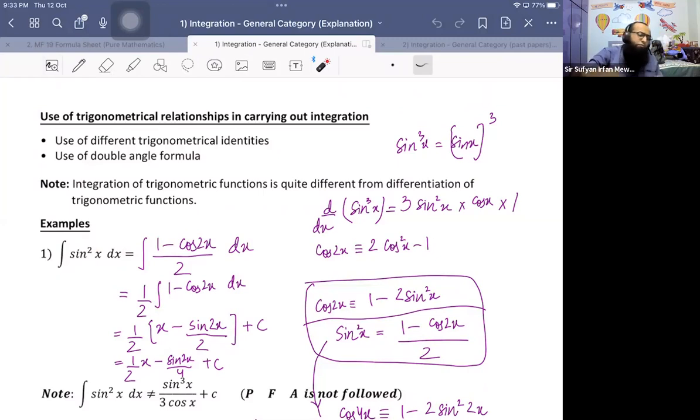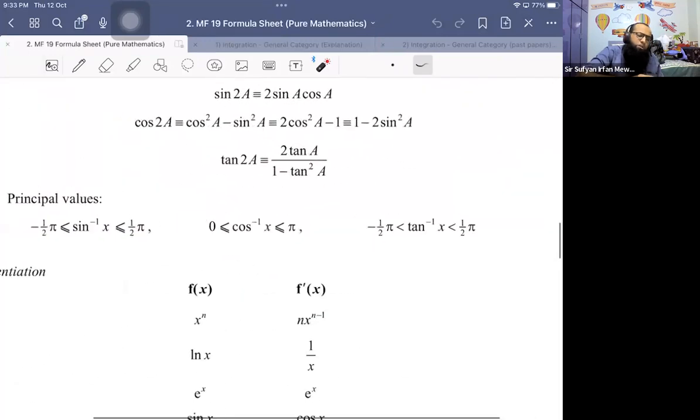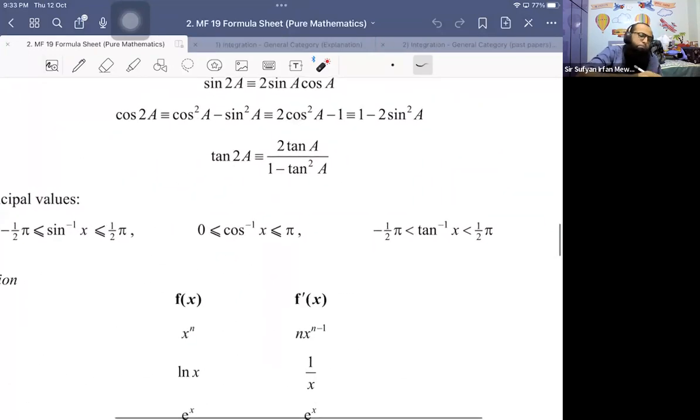अच्छा कैसे? If we look at the formula sheet, there are 3 different versions of the double angle formula of cos. If we have to integrate cos square a, then we need to use cos 2a is identical to 2 cos square a minus 1. If we have to integrate sine square x or sine square a, then we use the identity cos 2a equals 1 minus 2 sine square a. So these two will be used whether we have to integrate cos square or sine square.